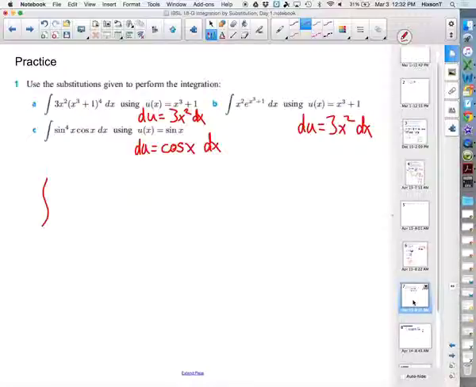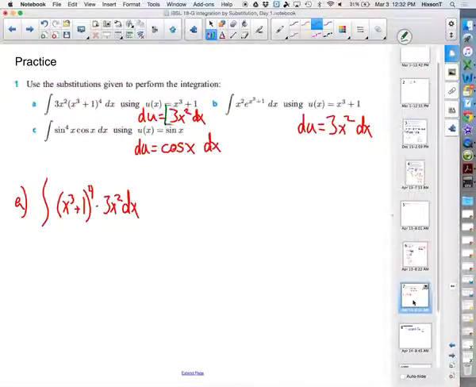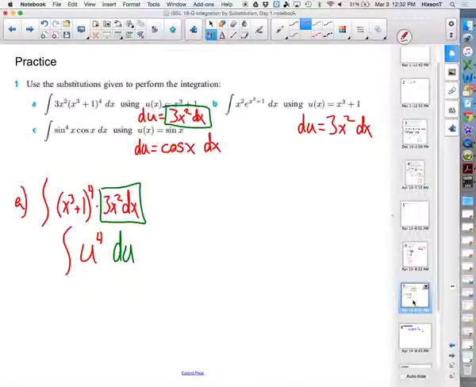Well, for part A here, we would rearrange it so it's x cubed plus 1 to the 4th times 3x squared dx. And that's your du. This one is set up nicely for us. That is du. So then it's just u to the 4th times du. So we're integrating u to the 4th du. Substitute it back in.